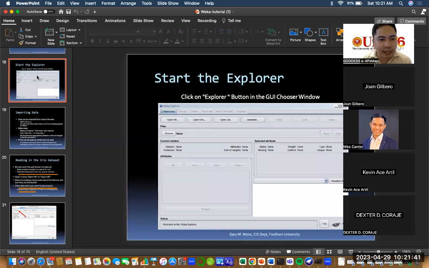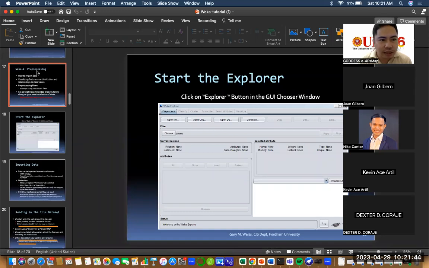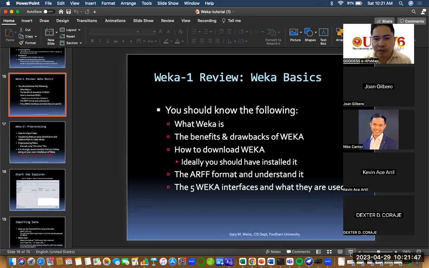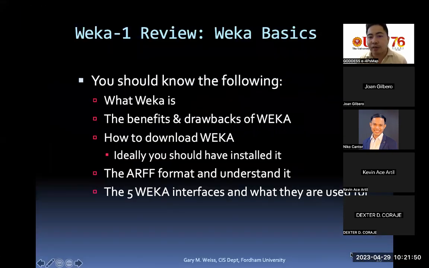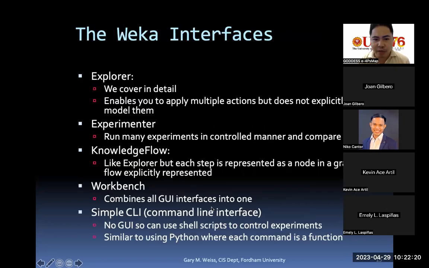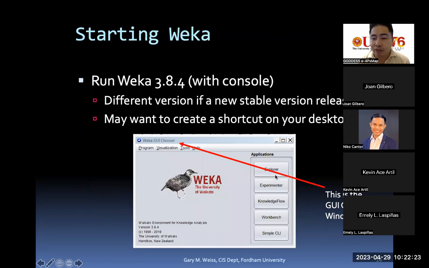Okay, sige. Balikan natin ulit yung ating Weka, no? So of course, if we review, if you remember, we were able to discuss the origin and history of Weka, ano yung benefits and drawbacks niya, ano yung mga versions niya, and then ano yung mga interfaces niya, how to download it, how to install it, and the compatibility of the files that you can import in the software. Okay, so Weka has a lot of interfaces. Now it has 5 interfaces, and the pinaka-common natin na interface is the Explorer one.